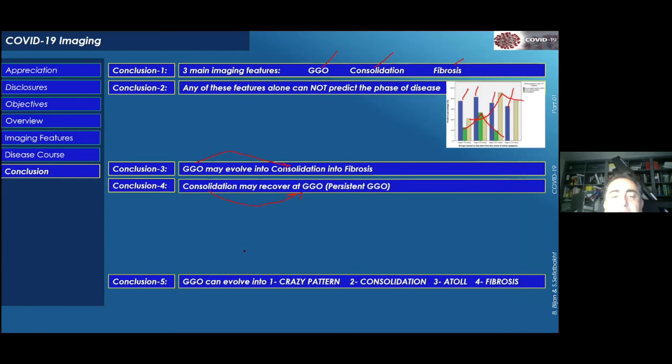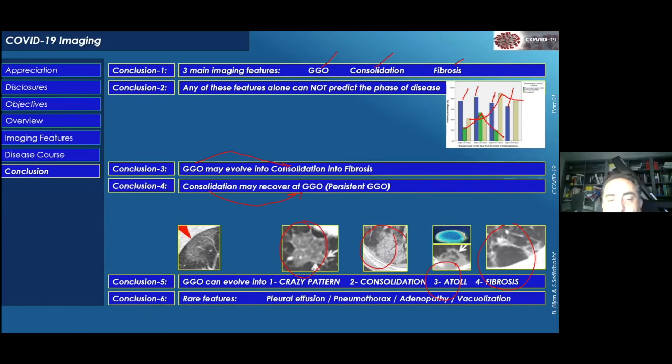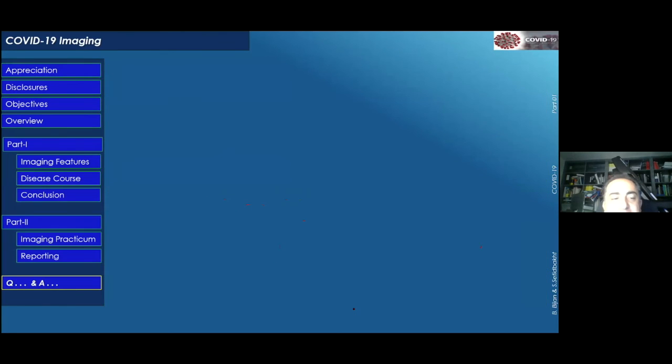Another thing is GGO can evolve into many things. Example of that was the crazy paving pattern, consolidation, can give you atoll sign or can end up with fibrosis. So this is the evolution of the GGO that can actually change into all of those findings that we talked about. The rare features like pleural effusion, pneumothorax, pneumomediastinum, adenopathy, vacuolization, those kinds of things, in theory they can happen, but they're really rare. They're not very common. Maybe you've seen one patient out of 10 when you're reading those cases.